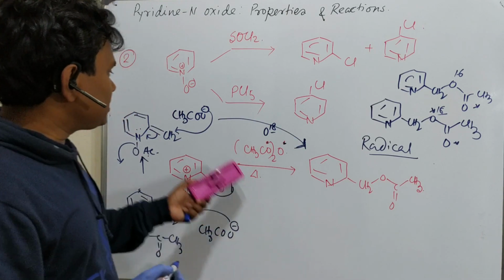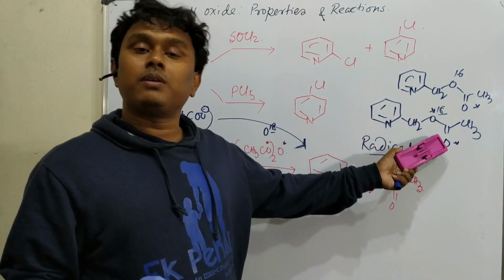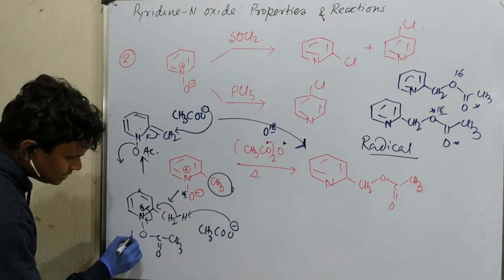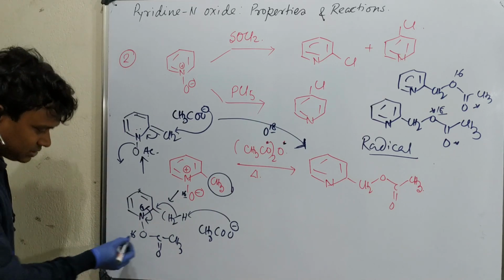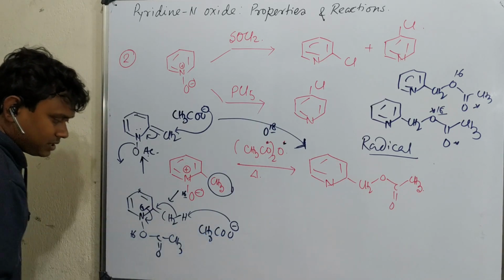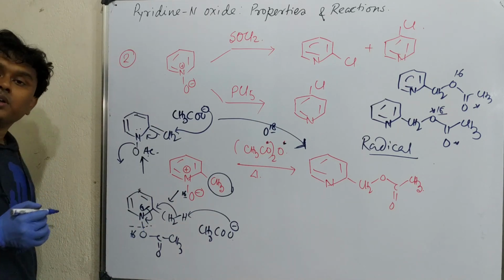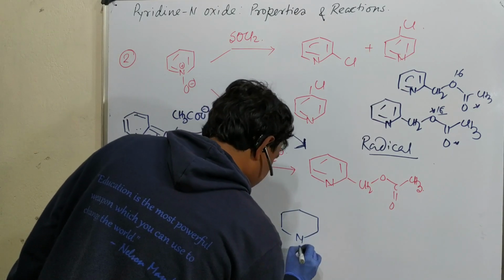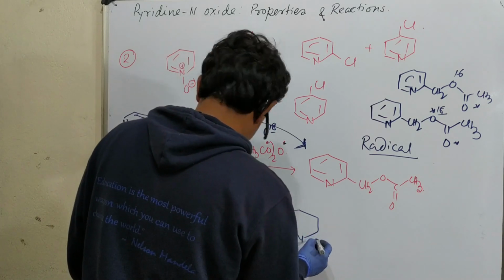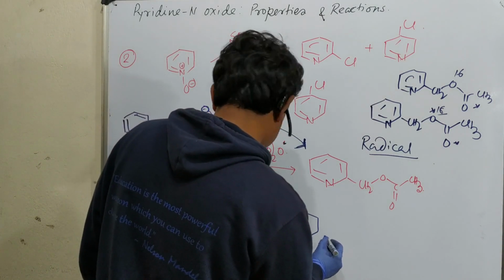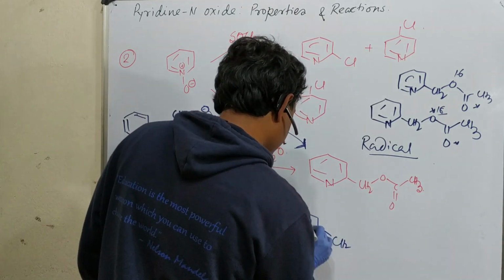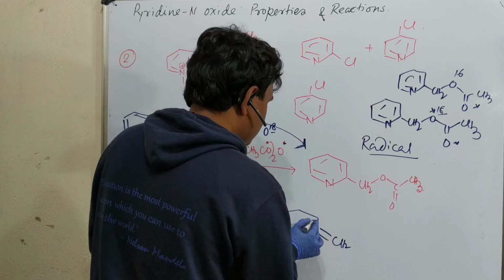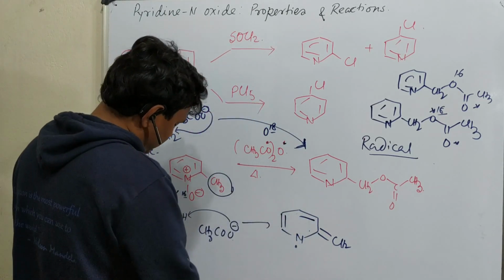Question: if this mechanism is followed, we expect all would have been 18, but it is not. Then how? Actually, this oxygen is 16, the rest are all 18. So this can be broken homolytically. So what will it result in? This nitrogen with a radical and CH2, sorry, this.